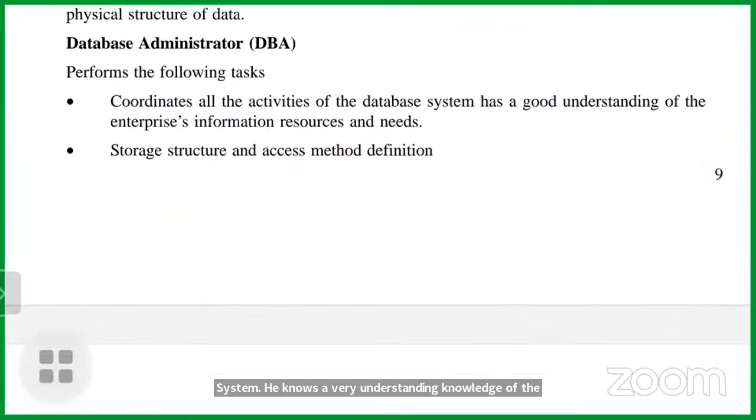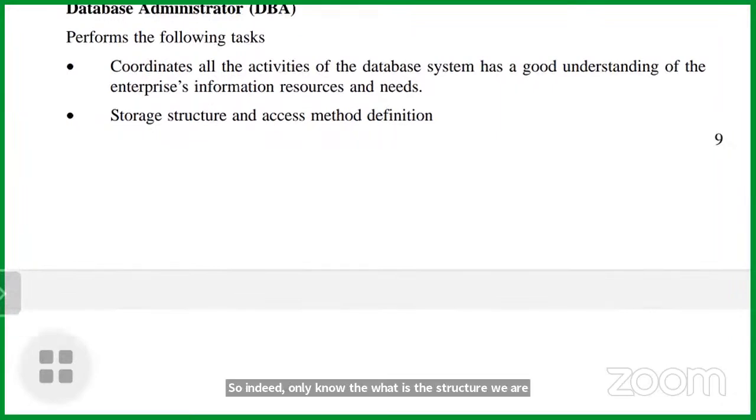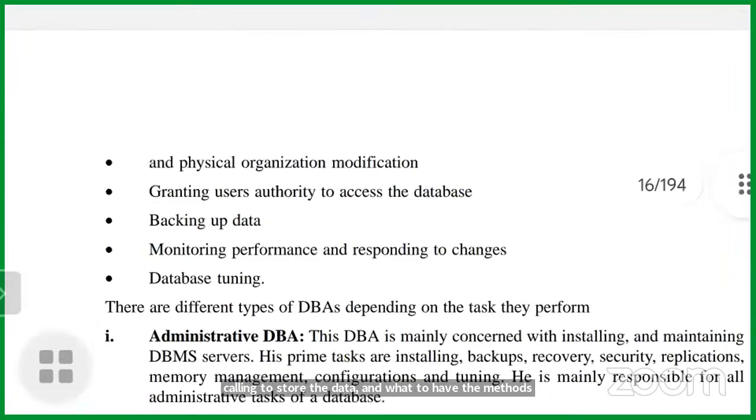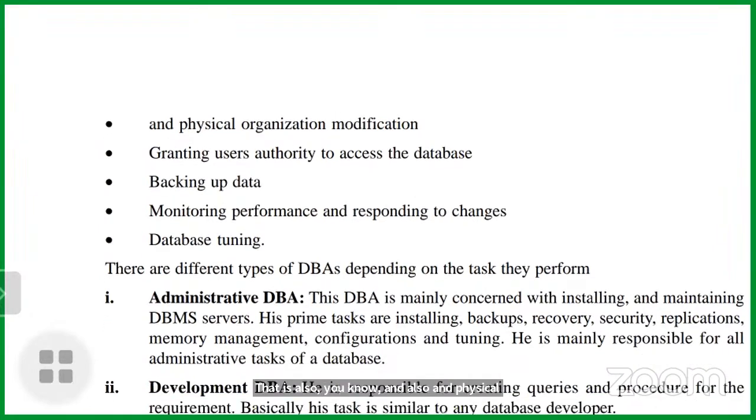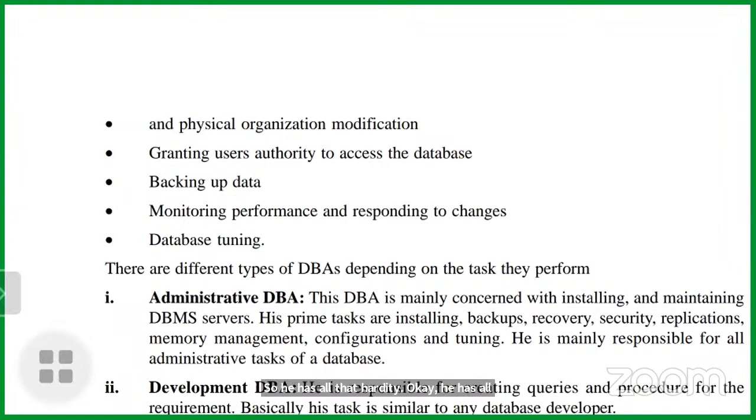Next he gave the point, storage structure and access method definition. The DBA knows what structure we follow to store the data and what methods, what commands we have to access the data, how we can access it. Also physical organization modification. If you want to modify the physical organization, he can modify it. So he has all the authority, all the control and power. He can do anything.